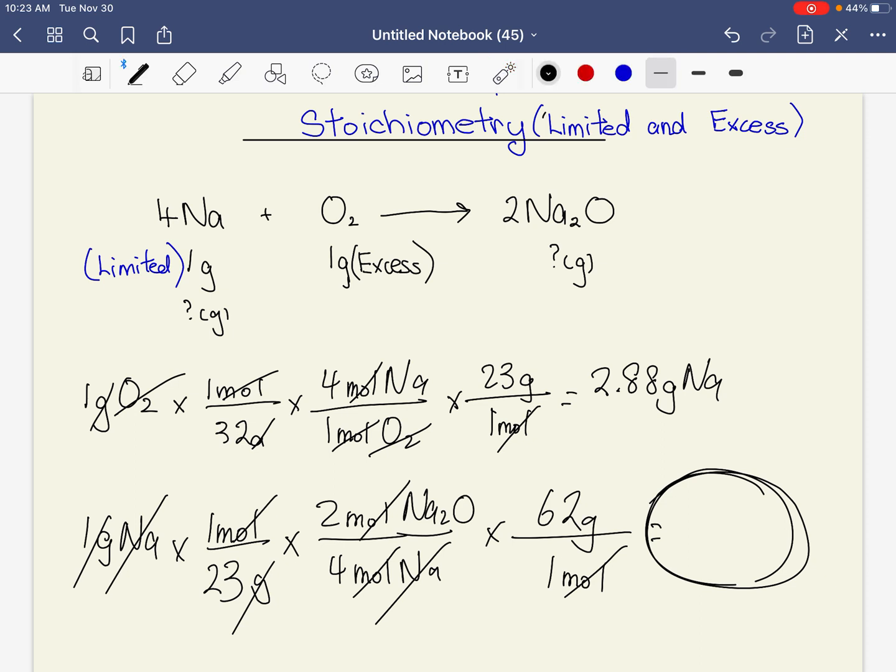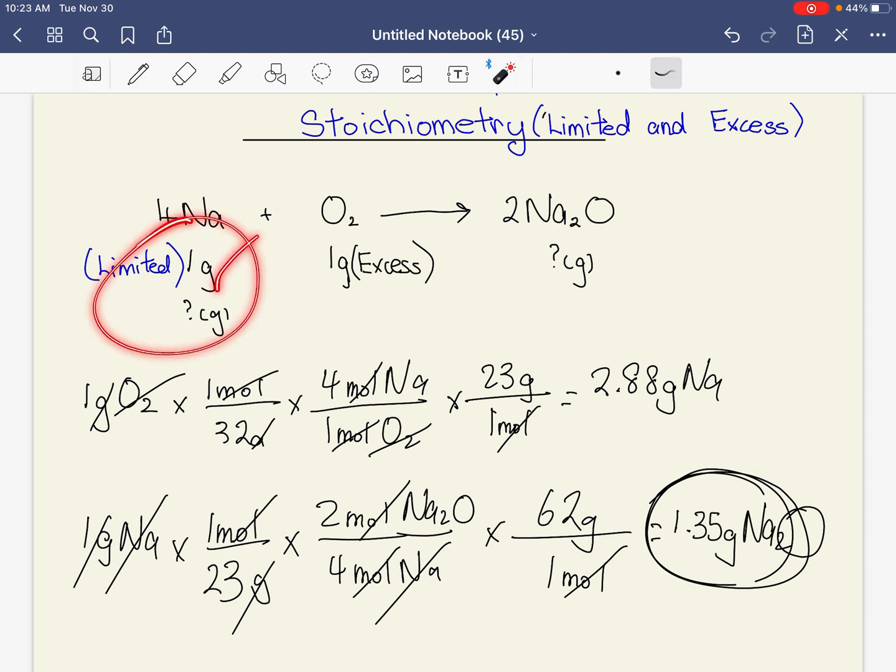Okay, much better. 1.35 grams of sodium oxide. Whew. Man, that gave me a little bit of a scare. So 1 gram of this produces 1.35 grams of that. What that means is that you use 0.35 grams of oxygen to make that happen. You don't need all 1 gram of oxygen. You only need 0.35 grams of oxygen to completely react all 1 gram of sodium.